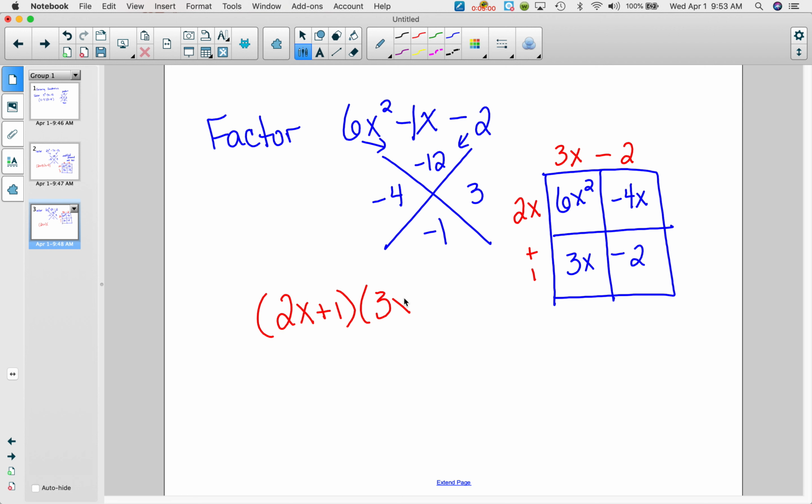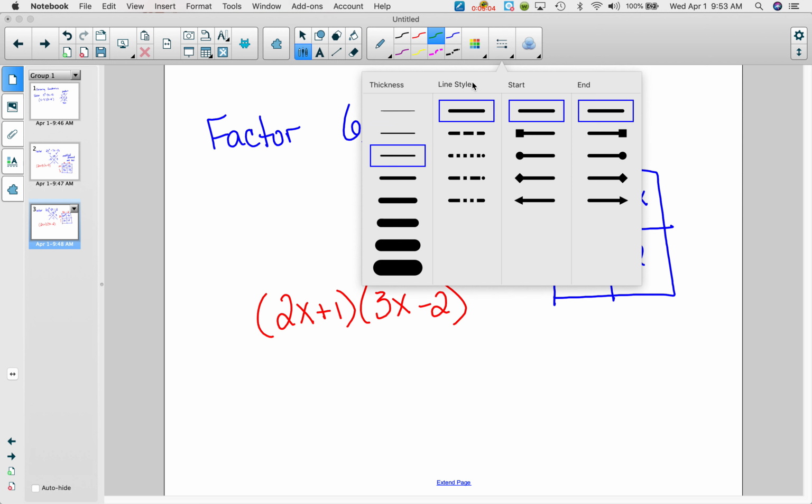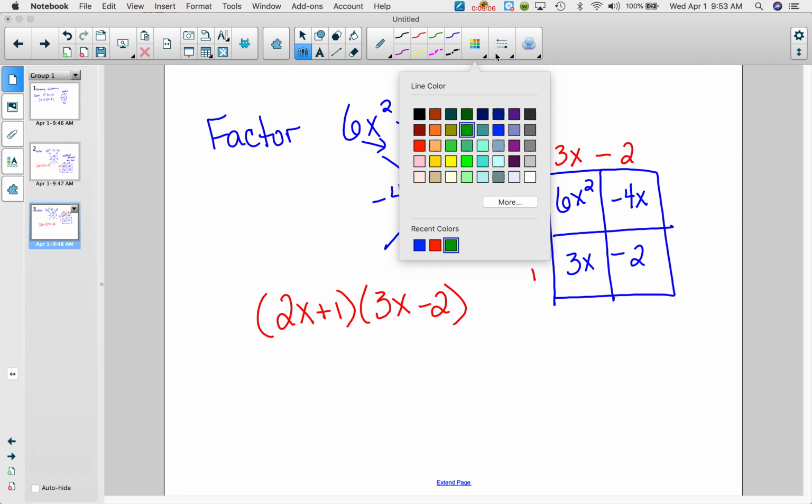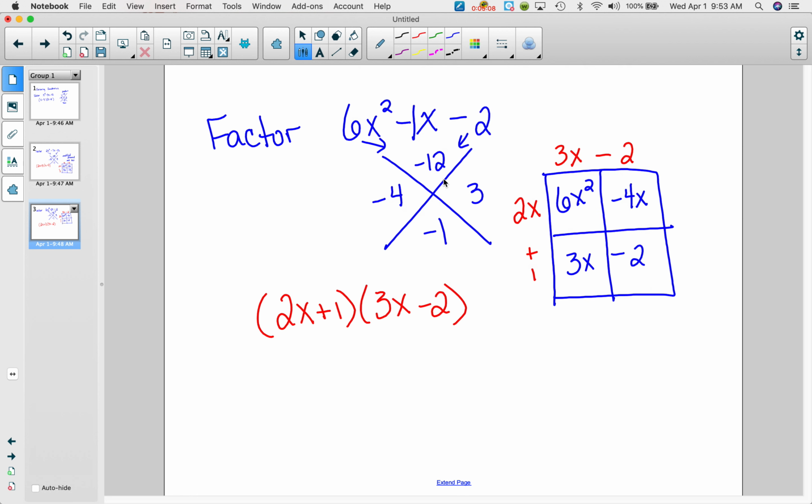times 3x minus 2. Now, let me just warn you about the most common mistake students make. It's when they do the modified diamond, they go x minus 4, and they say this is the answer because they forget this part. Well, as long as you always check your work, look what happens. If you do x times x, you get x squared. You don't get 6x squared.